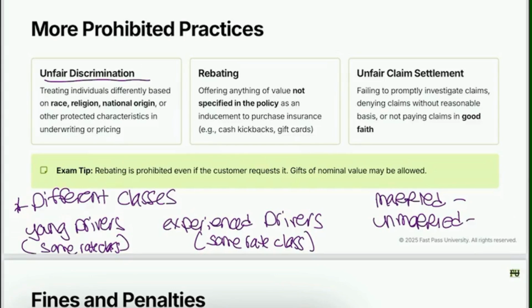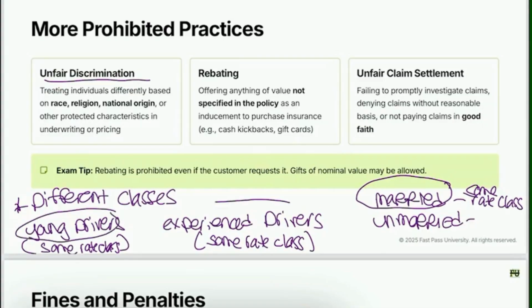In life insurance, women have longer life expectancies, okay? But these people all fall within one class. Married people is considered the same rate class. Now, what they cannot do: young drivers, same rate class. Experienced drivers, same rate class. People within a specific geographical area. There may be areas that have more accidents than others and such. What they cannot do is discriminate within the same rate class.